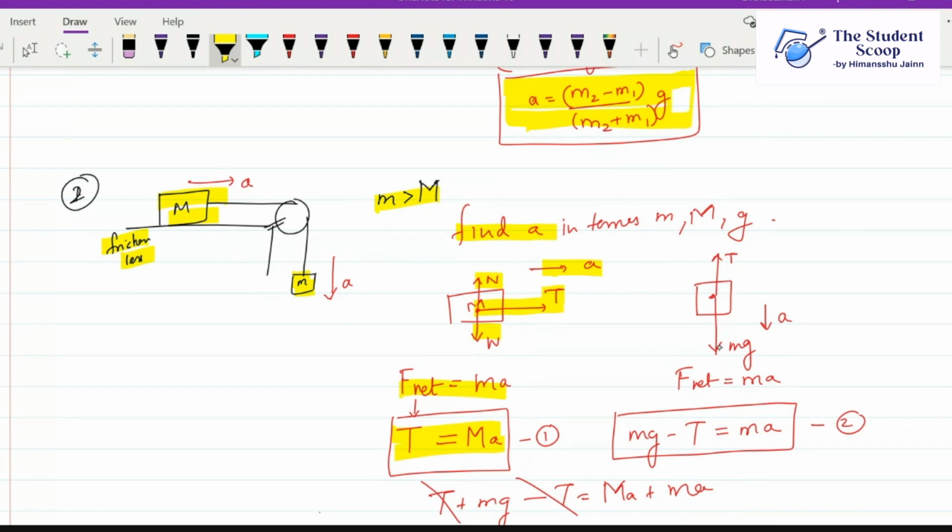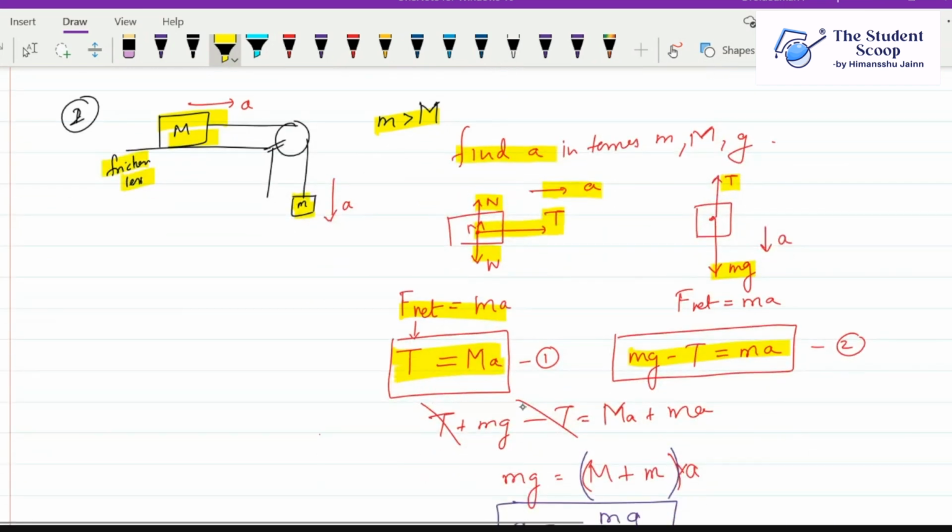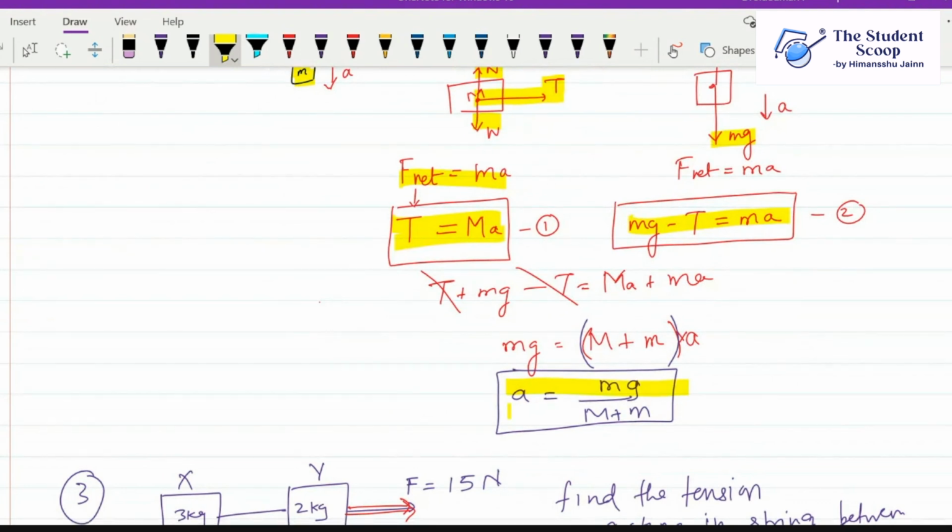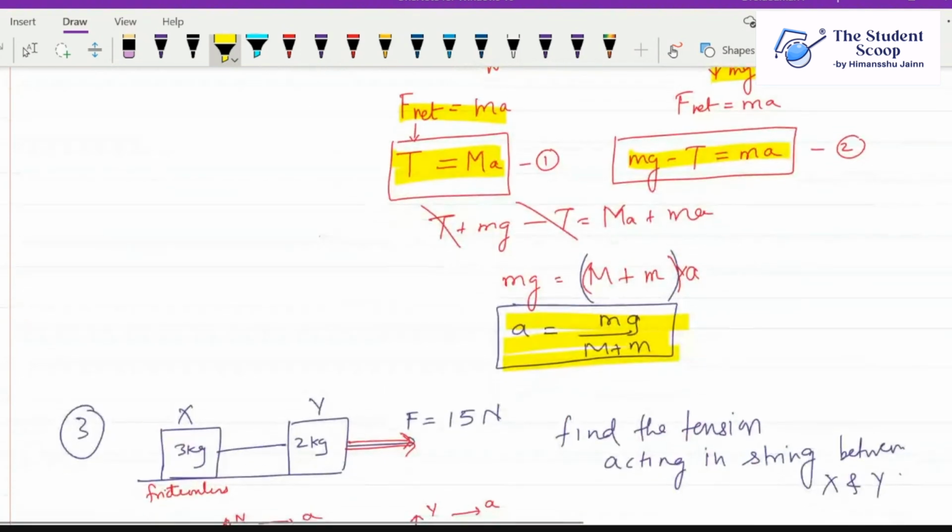Similarly, for the hanging mass, mg is greater than the tension, so mg minus tension is equal to ma if it is accelerating in that direction. See, if there is one string, both objects will accelerate in the same direction, equally. So that's why the acceleration is the same in both scenarios. Now our job is to eliminate the tension. So I will add both these equations, and I will get something like this. This is how we build any particular quantity if we need it in a particular question.